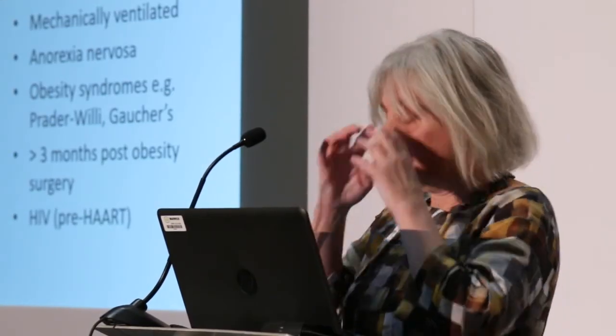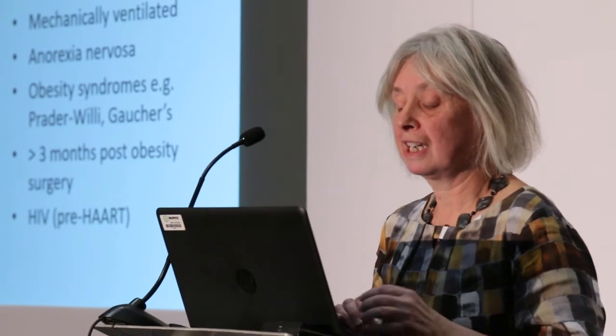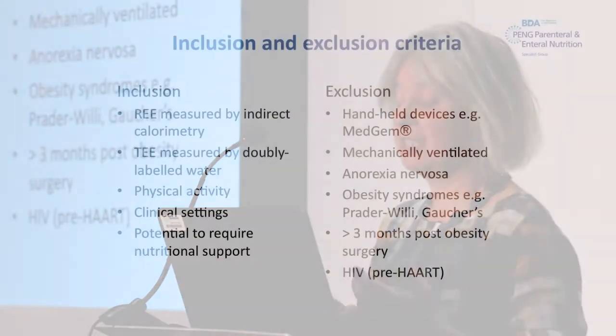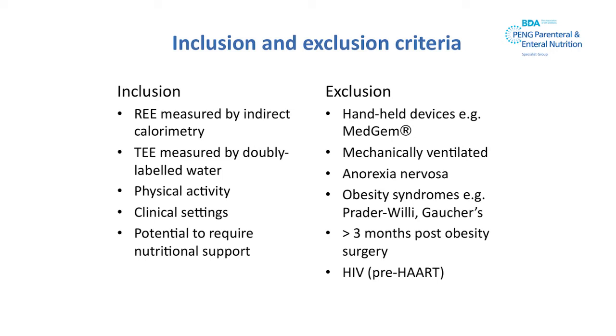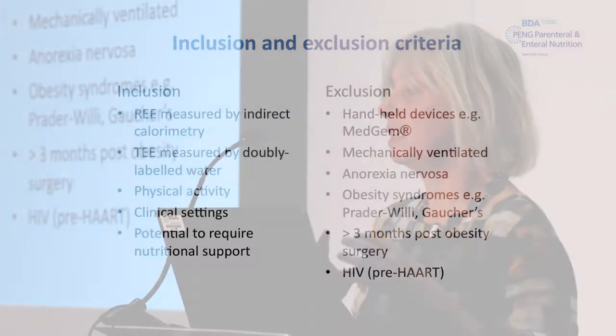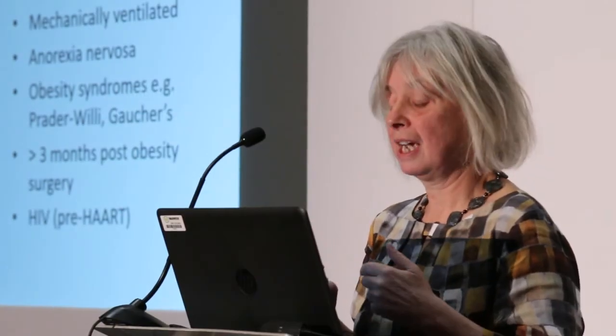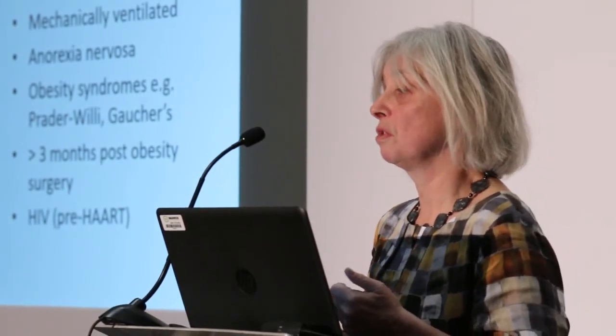So what we did is we had defined inclusion and exclusion criteria. So the inclusion criteria: resting energy expenditure measured by indirect calorimetry, and there's one other method that we've looked at as well, but I'll tell you about that later. Total energy expenditure measured by doubly labelled water or the bicarbonate method. And we've looked at whether they've measured physical activity. We've only looked at clinical settings, and we've made a decision that the conditions that we will include have to have the potential to require nutritional support.